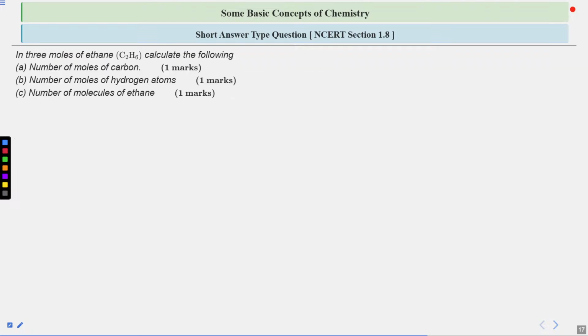The question is saying that we are taking 3 moles of ethane. Then what will be the number of moles of carbon in these 3 moles of ethane? That is the first question. Second, the number of moles of hydrogen in 3 moles of ethane. And third, what is the number of molecules of ethane? Let's see how we can do it.